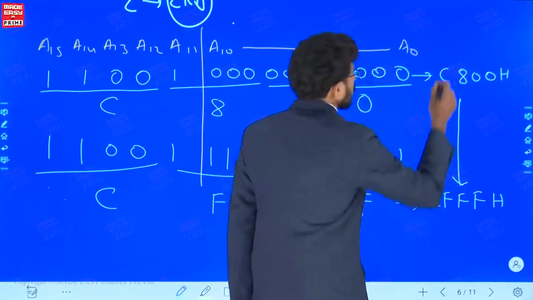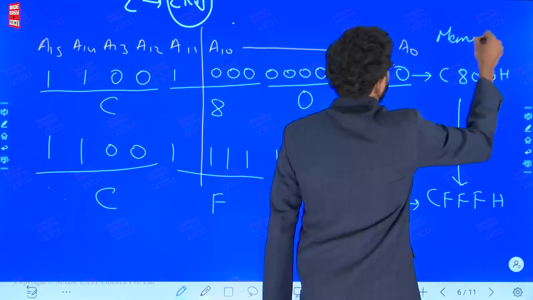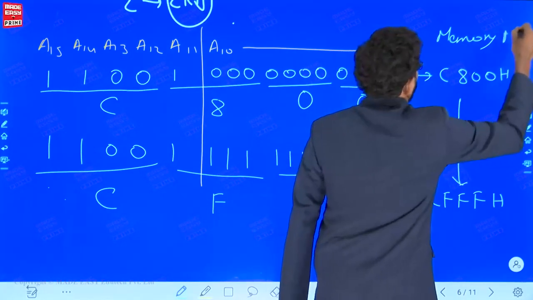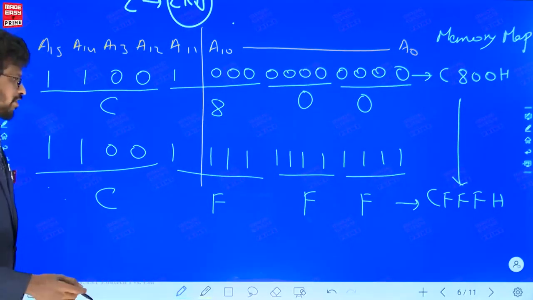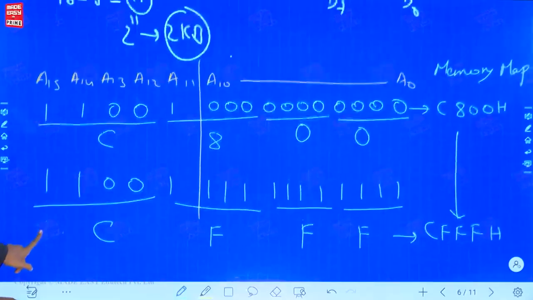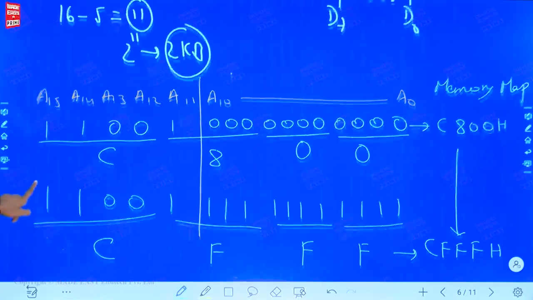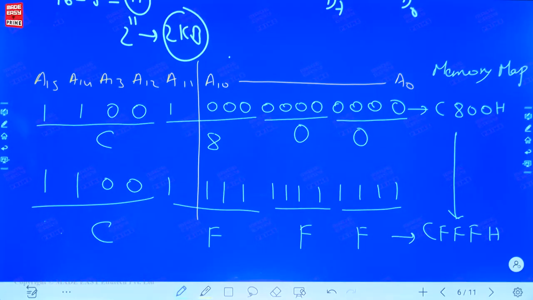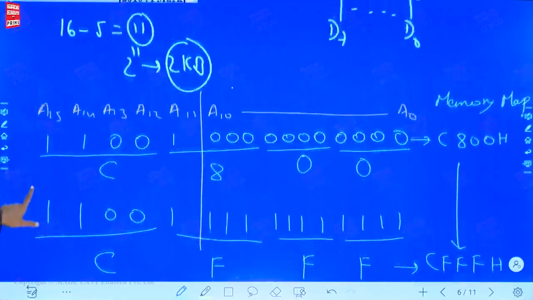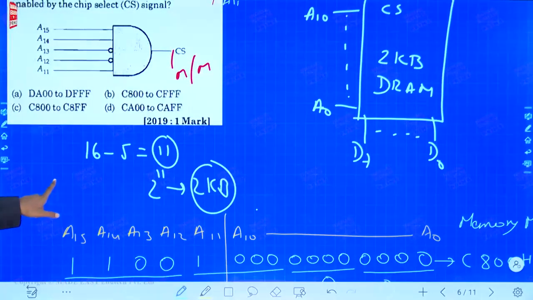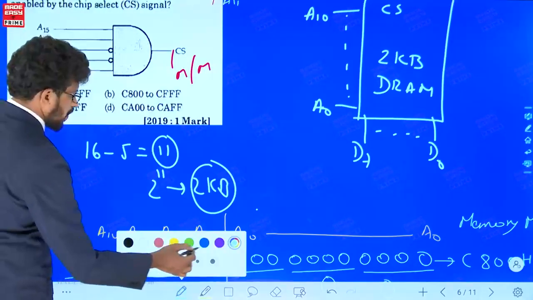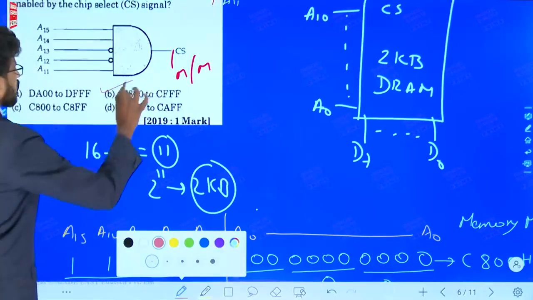So this is what we call the memory map of the given interfacing logic. Very simple. So tell me, what is the option? Can you look at this option? Did you understand? That is how we have to solve the question. Tell me what's the option? C800 to CFFF. So option B is the correct one.